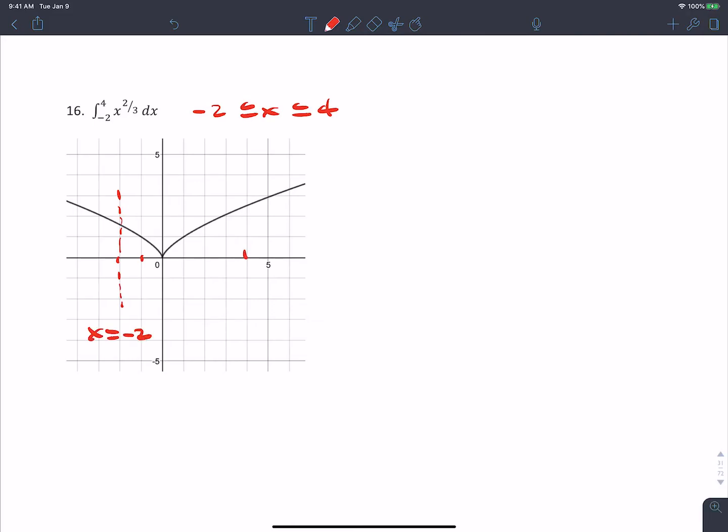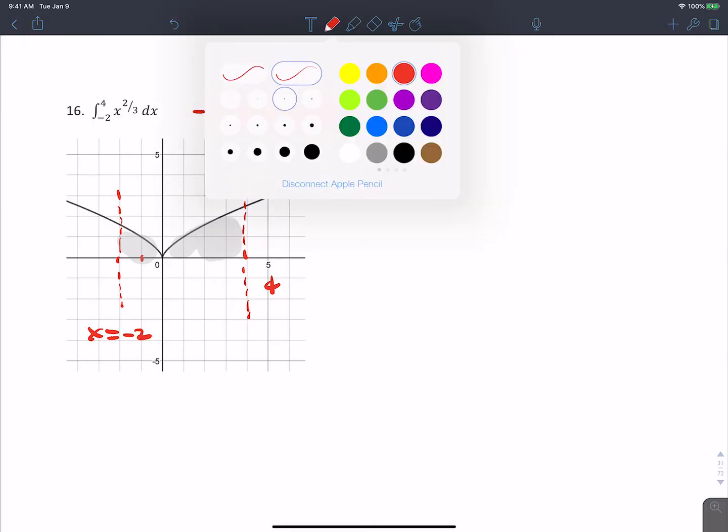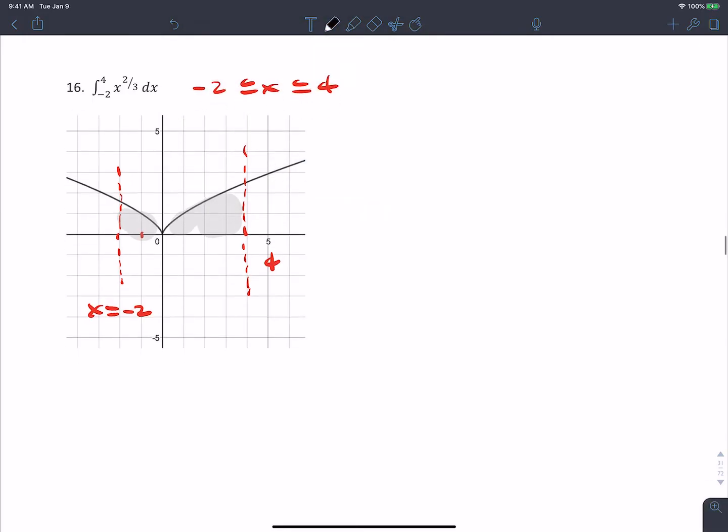X is negative 2. X is 4. We're finding area under the curve here. Okay. So I have to integrate from negative 2 to 4, x to the 2/3 dx. I've got to find the antiderivative, right?